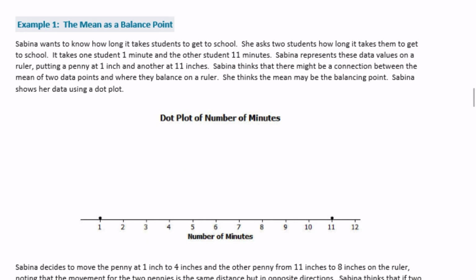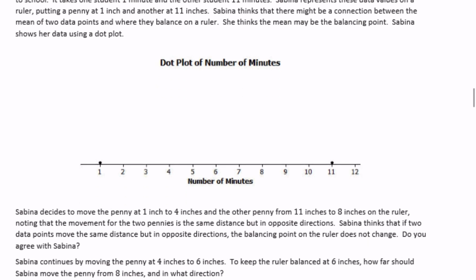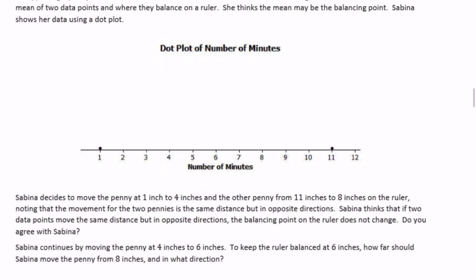Example 1. Sabina wants to know how long it takes students to go to school. She asks two students how long it takes them to get to school. It takes one student 1 minute and the other student 11 minutes. She represents these values on a ruler, putting a penny at 1 inch and another at 11 inches. Sabina thinks that there might be a connection between the mean of two data points and where they balance on a ruler. She thinks the mean may be the balancing point.